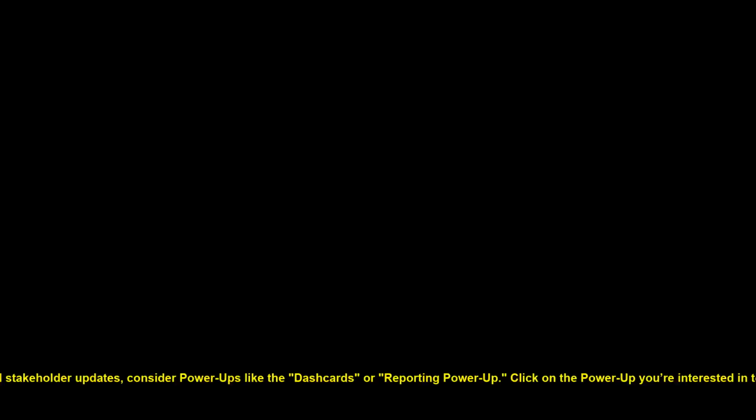You can browse through the featured Power-Ups or use the search bar to find specific ones. For reporting and stakeholder updates, consider Power-Ups like the dashcards or reporting Power-Up. Click on the Power-Up you're interested in. On the Details page, look for the Add button and click it to enable the Power-Up on your board.